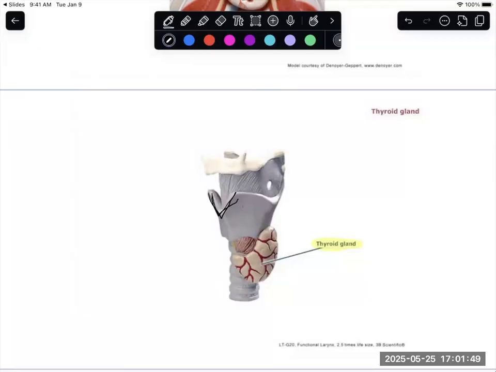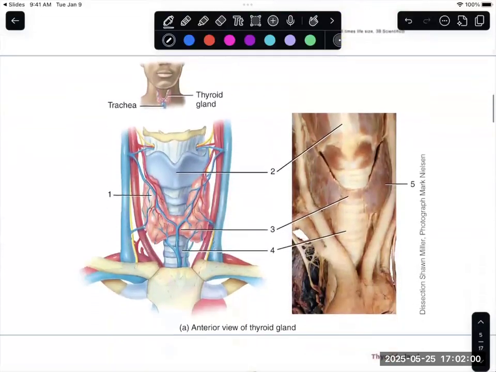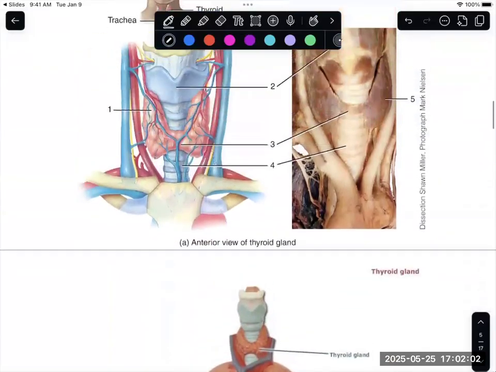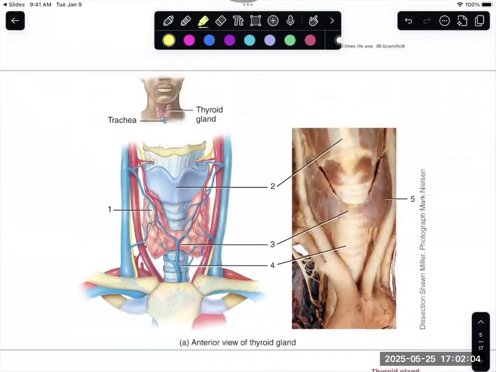Calcitonin decreases your calcium levels in your blood. If we're talking about antagonistic hormones, here we see that thyroid gland. I'll come back to that thought in a second.